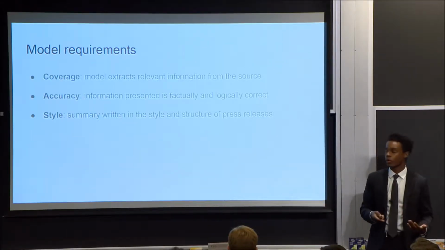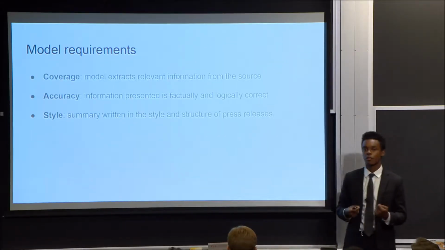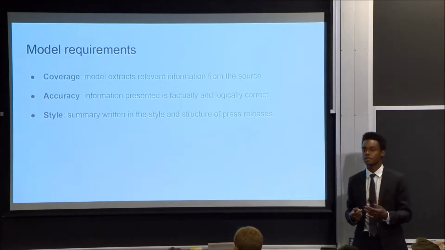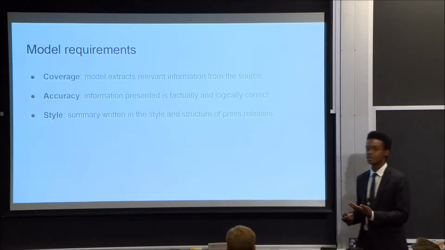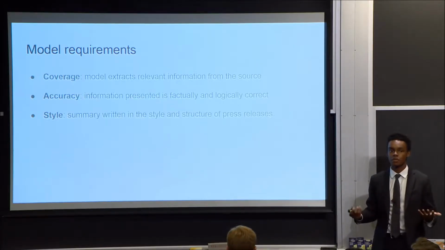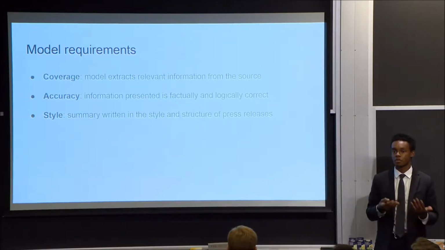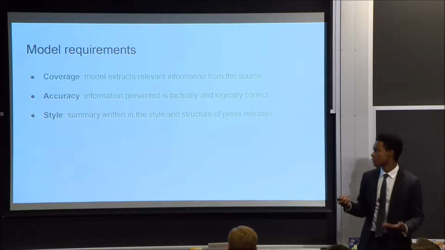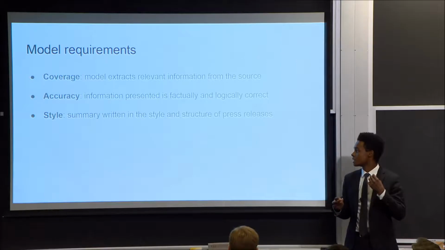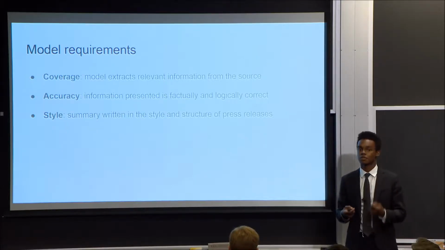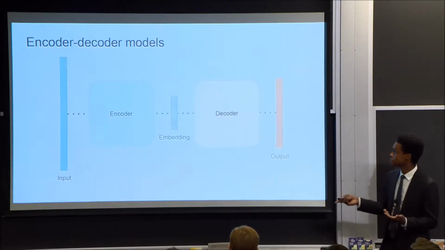So what are our model requirements? First, we want to ensure that our model has sufficient coverage. That means that it covers all the main and important points within a scientific paper. Second, we care about accuracy, which is whether or not the information is correct or false. And third, we care about style. This is what is most important, as if our model extracts the right information but doesn't present it in an understandable way, it won't be useful.